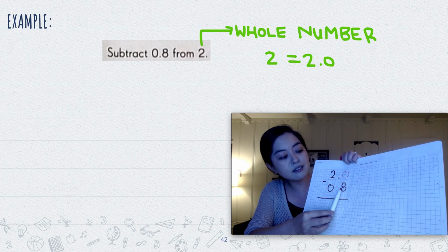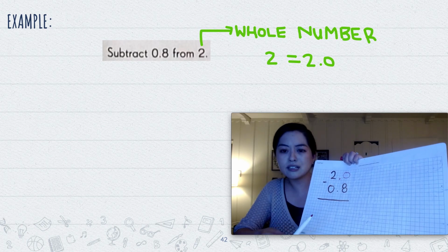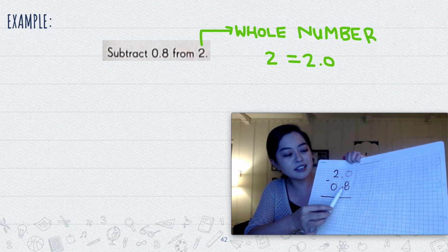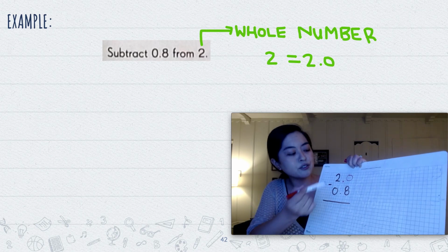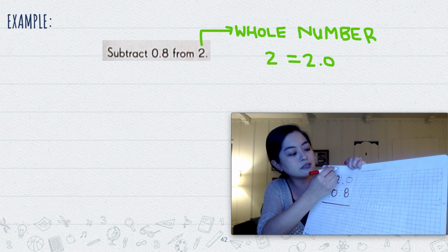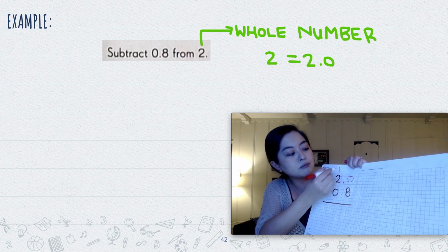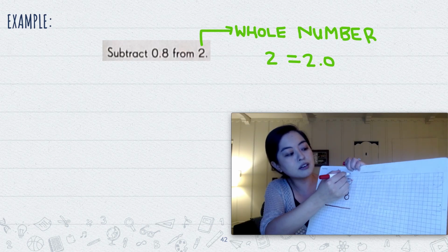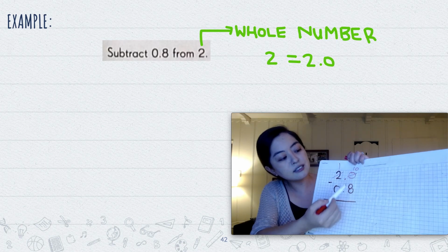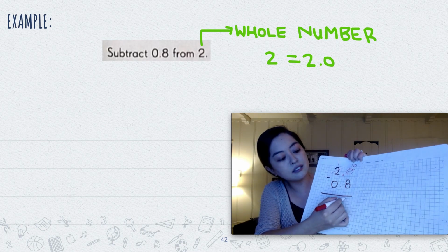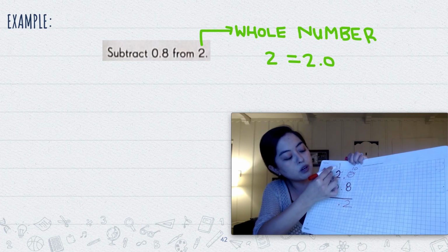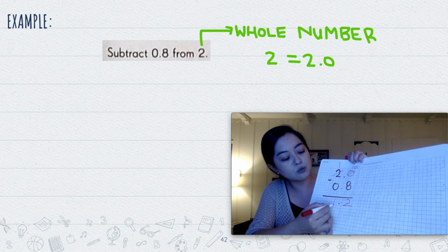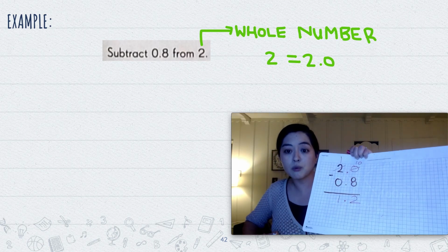Can I take away 8 tenths from 0 tenths? No, there's not enough, so I have to regroup. So I'm going to regroup from my ones. My 2 becomes a 1, and then this becomes 10 tenths. 10 tenths take away 8 tenths is 2 tenths. Drop the decimal point. 1 minus 0 is 1. So your answer is 1.2.